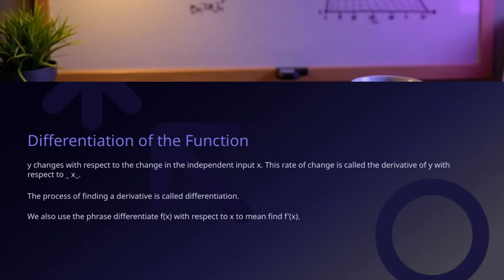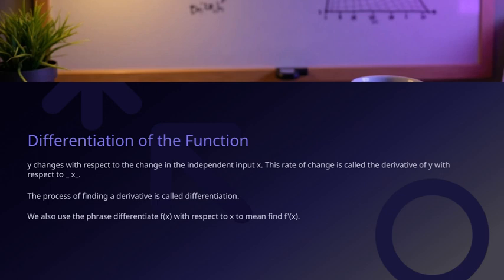When we talk about differentiating f of x with respect to x, what we really mean is finding the derivative, often written as f prime of x. This process, called differentiation, is all about understanding how y changes as x changes. So when x varies slightly, y also changes, and the rate at which y changes is what we call the derivative of y with respect to x. It's a way to measure the sensitivity of y to changes in x.